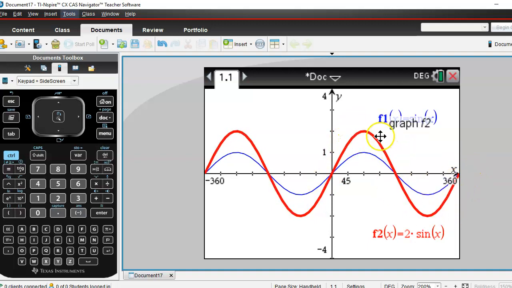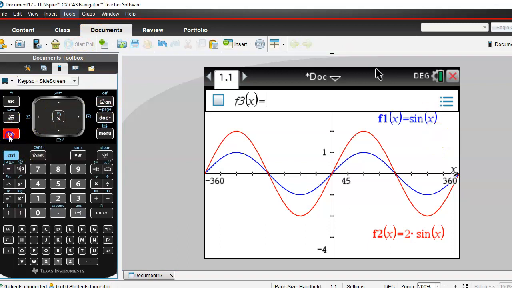But it's the same shape and also the same period. Okay, so it has to cover that same cycle over the 360 degrees as well. All right, now I'll hit tab again to bring up my equations.